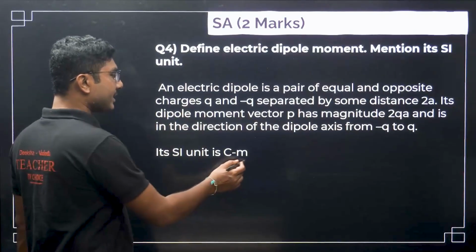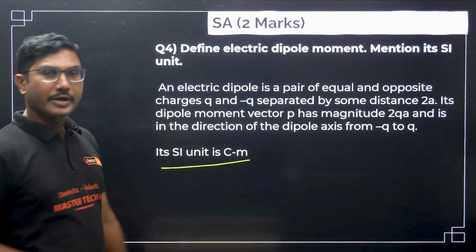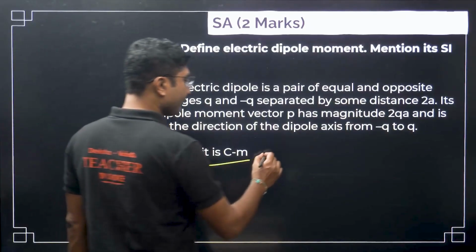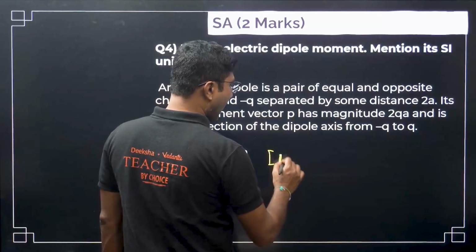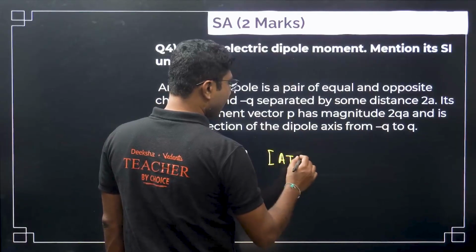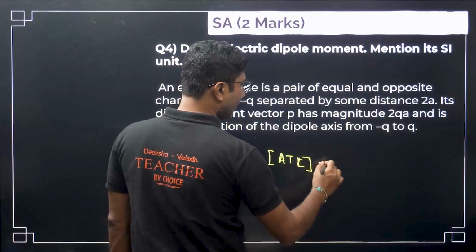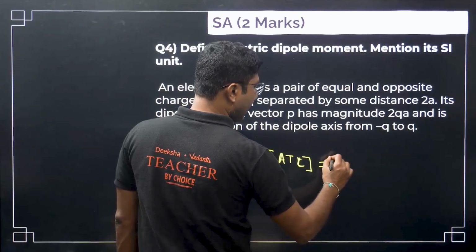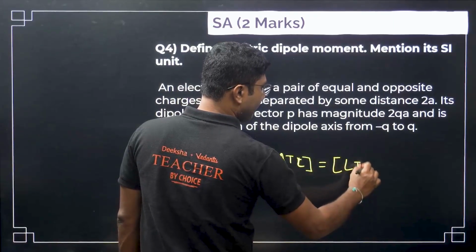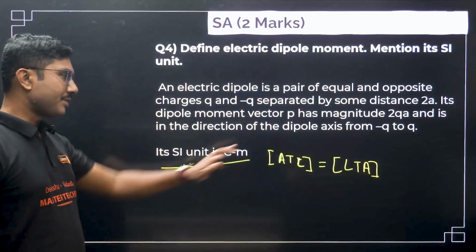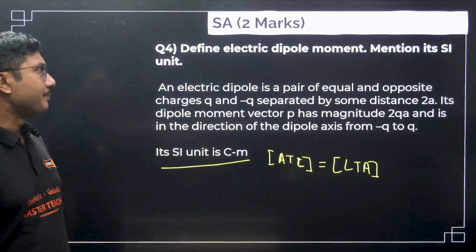Its SI unit is Coulomb meter. Very important, its SI unit is Coulomb meter, and its dimension is, what is the dimension of Coulomb? AT, and meter is L, so it will be LTA. Okay, this is the dimension of dipole moment. Sometimes it may also come in handy.